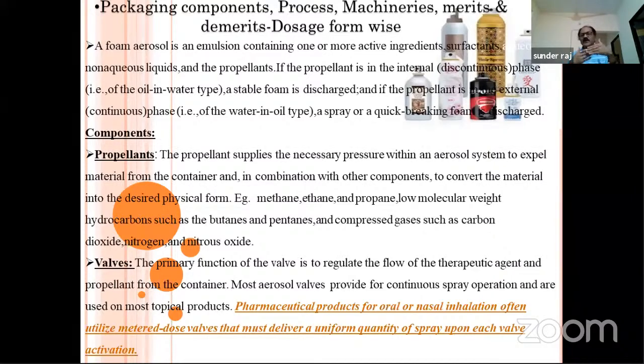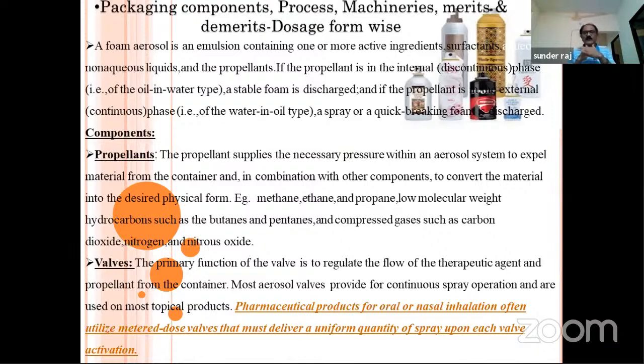And the various components, as I told you: the propellant supplies the necessary pressure within an aerosol system to expel the material from the container. The propellants are nothing but carriers, in combination with the other components, to convert the material into the desired physical form. The examples are methane, ethane, and propane, low molecular weight hydrocarbons such as butanes and pentanes, and compressed gases such as carbon dioxide, nitrogen, and nitrous oxide. These are the various kinds of propellants used for aerosols.